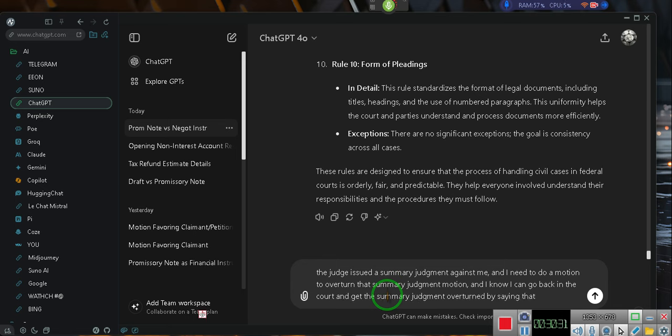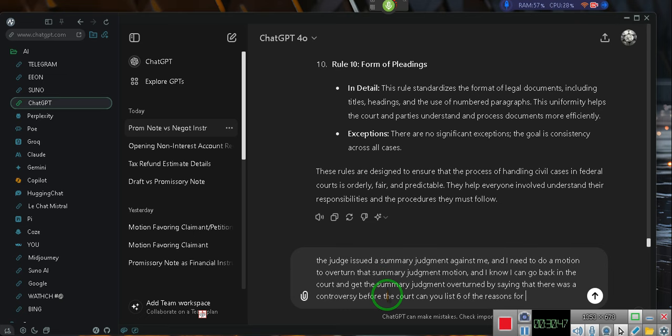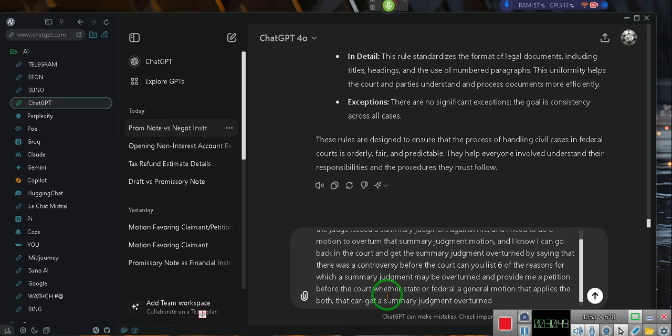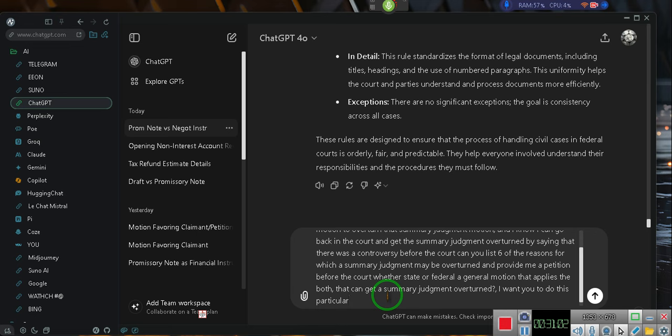Can you list six other reasons for which a summary judgment may be overturned and then provide me a petition before the court, whether state or federal, a general motion that applies to both, comma, that can get a summary judgment overturned, question mark, comma. I want you to do this particular petition in regards to a case where a foreclosure was issued based on summary judgment, comma.